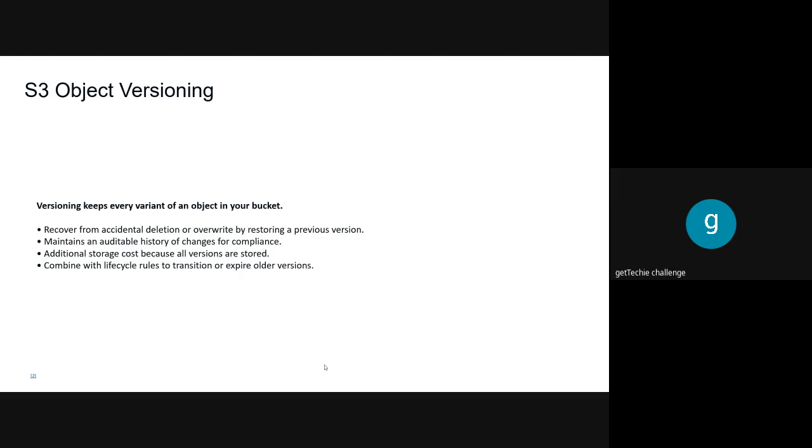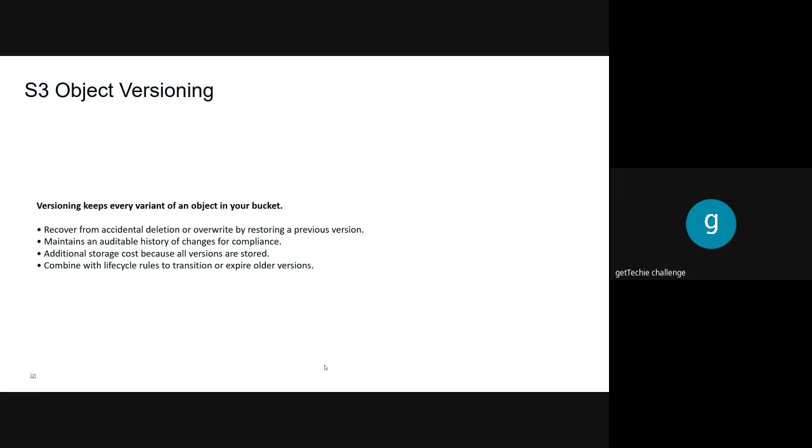Then maintain an auditable history of changes for compliance. So you're actually able to have this auditable history to meet compliance. Oh, we have versions. This was when version 1 of this particular thing was uploaded. Oh, this was when we had version 2 of this particular thing. Oh, this was what we did to have version 3. So you can actually see the history of how you uploaded and deleted things on that bucket, right?